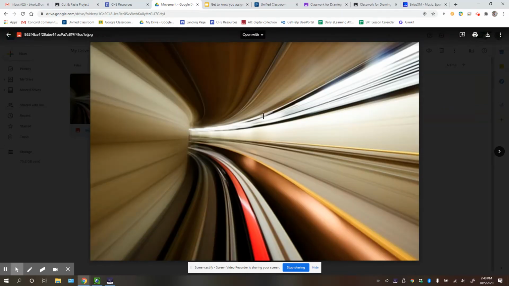When we are talking about movement in art, we are not talking about motion, like physical motion. We're not talking about that necessarily. We're talking about how the viewer's eyes will move when they look at an image. So this image, for example, if you look at it, where do your eyes go? Where do your eyes start?